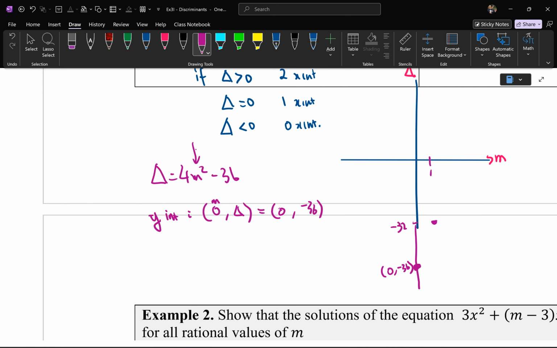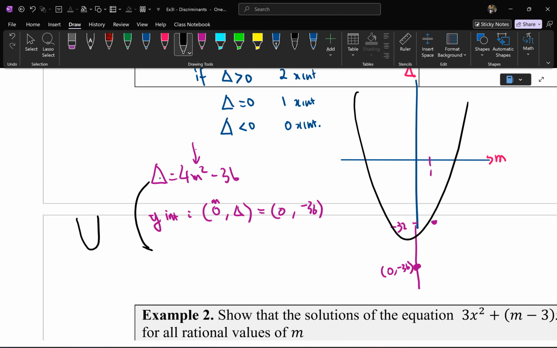What about x-intercepts? We know it's a smiley face because the number in front of the squared is positive. What are the m-intercepts? Yes, Raha? Okay, so let's see how we get there. To find the intercepts, when does the graph touch the axis? It's when y equals 0. So in this case, it's when the discriminant equals 0.